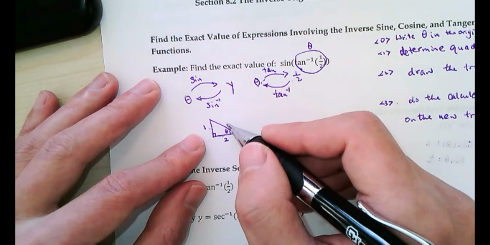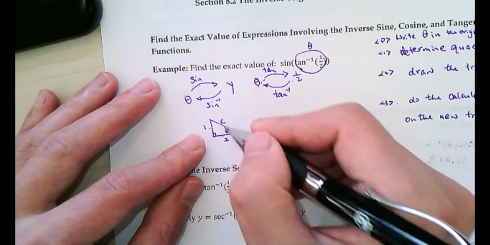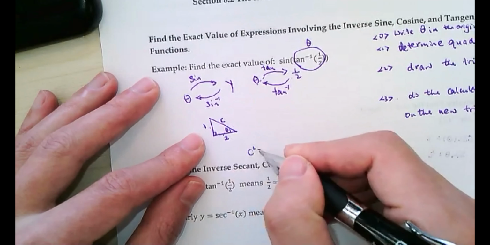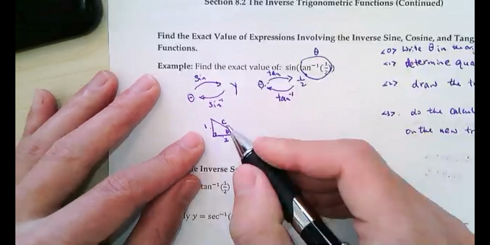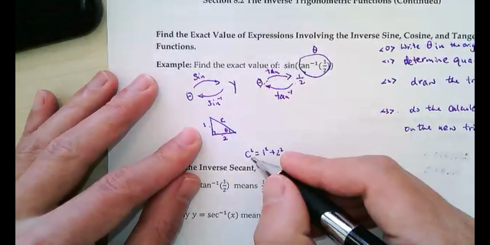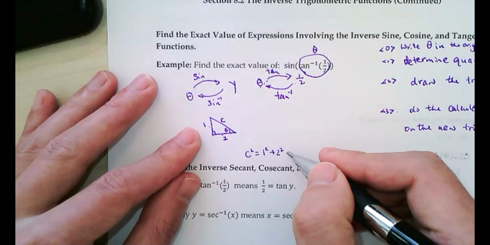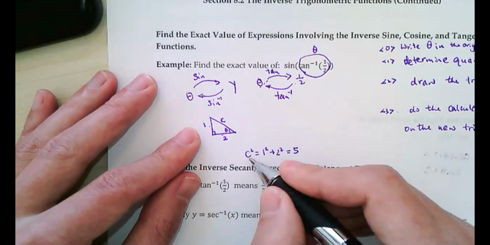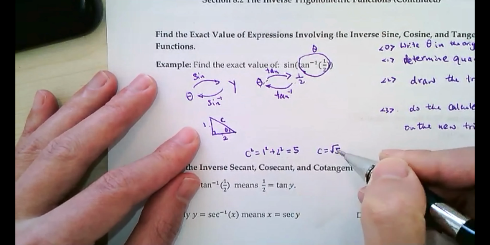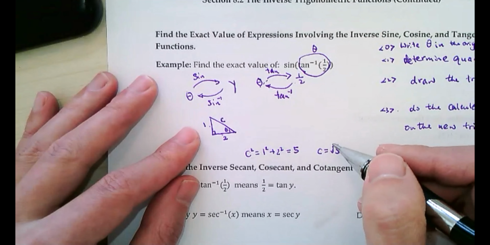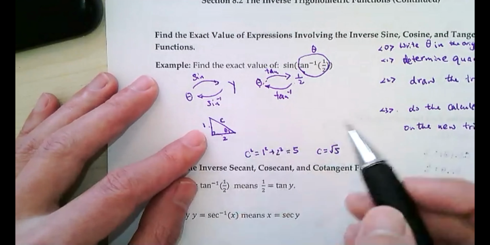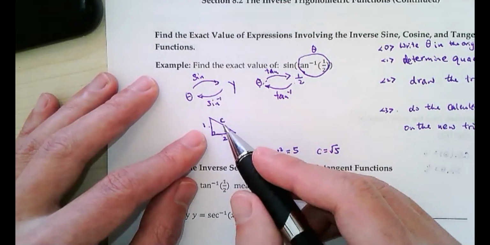So let's use the Pythagorean theorem to figure out the side on this one. This side, let's say, is c. So c squared equals 1 squared plus 2 squared, right? This c is the hypotenuse. So c squared is 1 squared plus 2 squared, which is 1 plus 4, which is 5. c squared is 5, so c is the square root of 5. Okay. So after we create such a triangle, we figure out this side is the square root of 5.